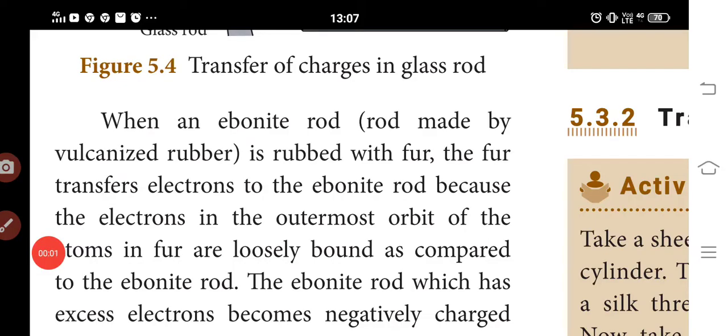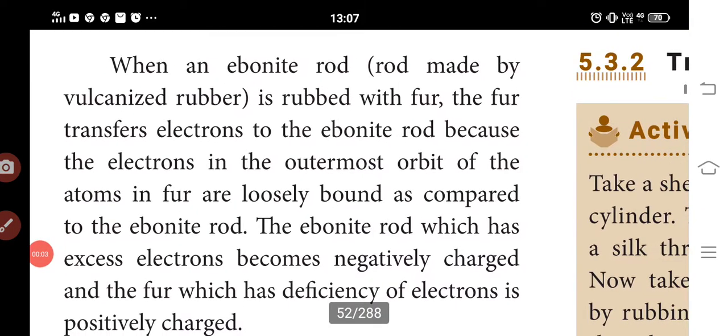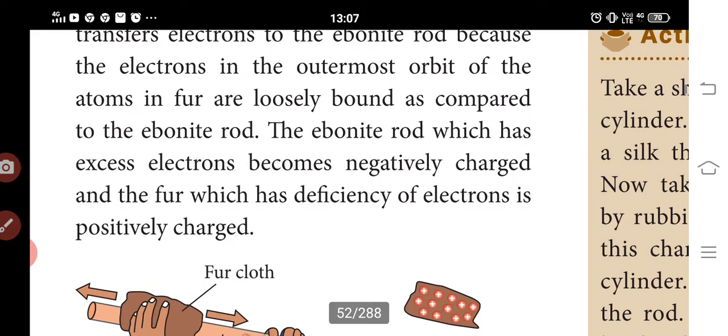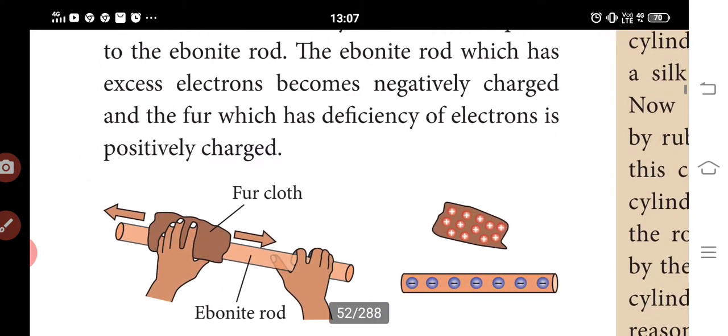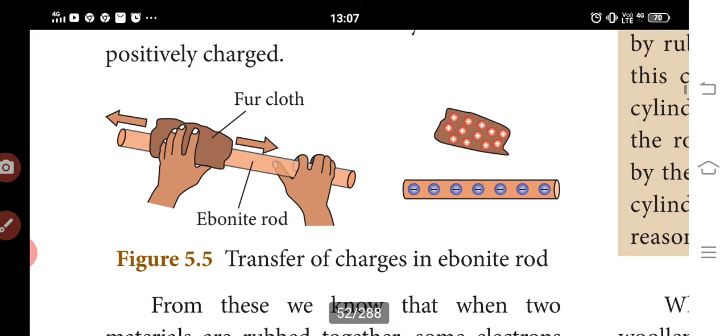So let us move to the next examples. When an ebonite rod is rubbed with fur, the fur transfers electrons to the ebonite rod because the electrons in the outermost orbit of the atoms in fur are loosely bound as compared to the ebonite rod. The ebonite rod, which has an excess of electrons, becomes negatively charged, and the fur, which has a deficiency of electrons, is positively charged. So this one is a transfer of charges.